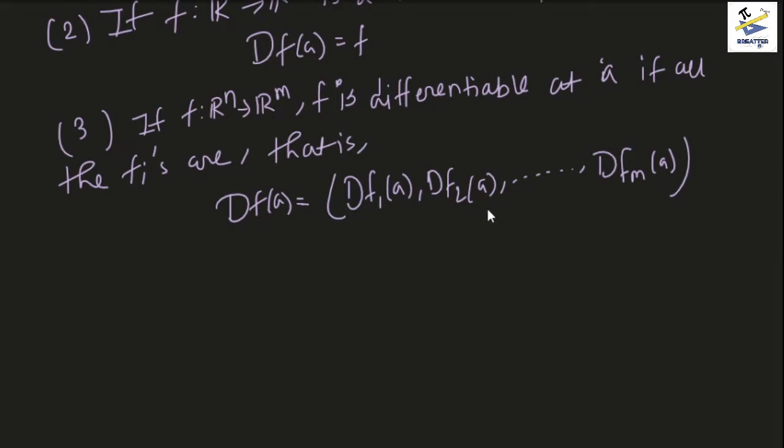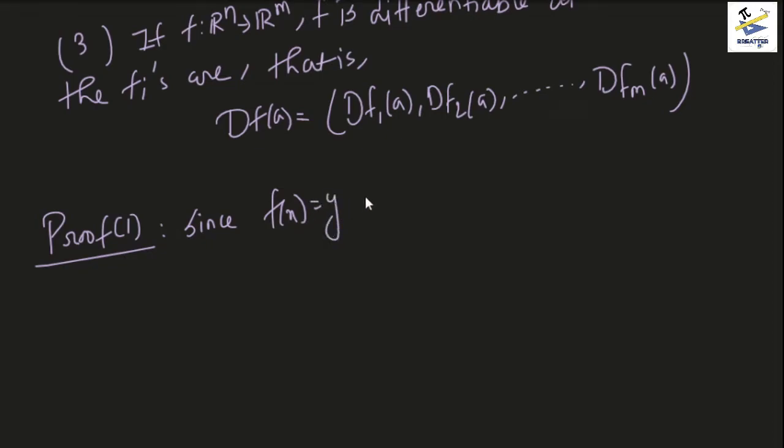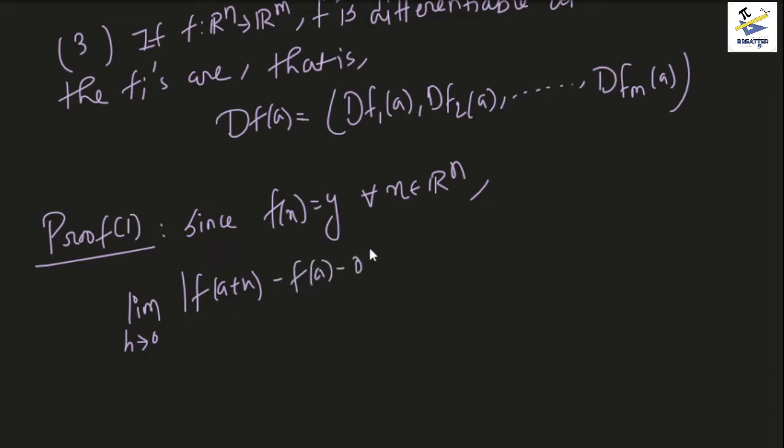Now some of these things would require proof and some of them would not, because the first one seems like a pretty easy thing to do, because we can prove the first one as follows. Since f(x) equals y for all x belonging to R^n, and we need to prove the derivative is 0, so let us prove it at an arbitrary point a. Limit h tends to 0, (f(a+h) - f(a) - 0) divided by mod h. So this limit should be 0.